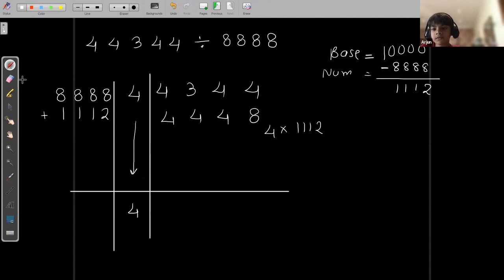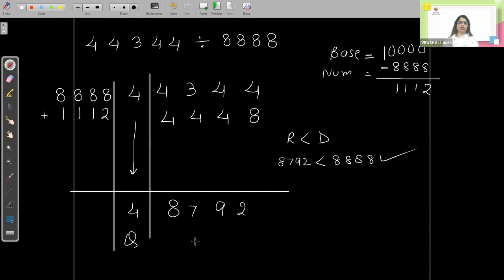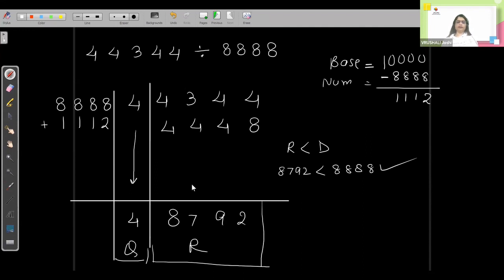Did you get the answer, Arjun? Yeah, 8792. Very good. That's going to be 8792. You have to check that the remainder has to be less than the divisor. Is it less? That means you have to check that 8792 is less than 8888. It is less, so your answer, this is the quotient and this is the remainder. Are you guys getting it? Are we clear? Everyone? Yes, ma'am. Correct?